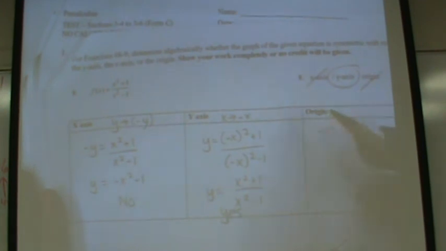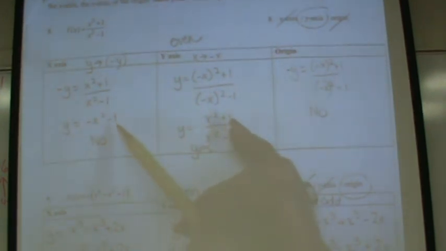Number 7, it has symmetry to x, y, and origin. How do you know? You fold it on that axis. That'll help you. Odd means origin. Even means y-axis.